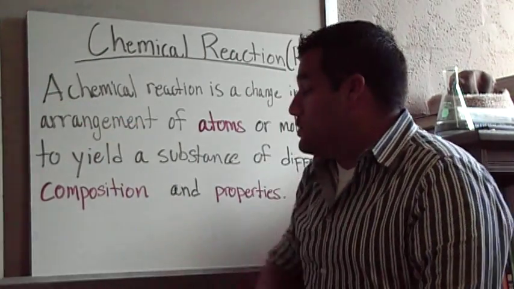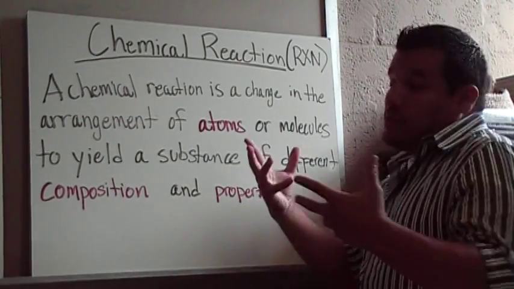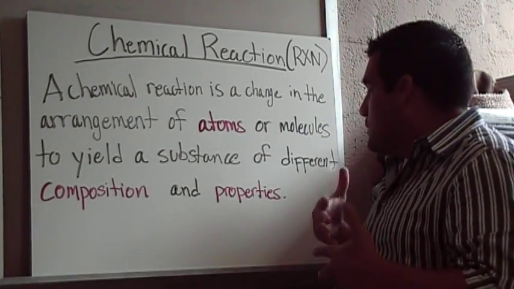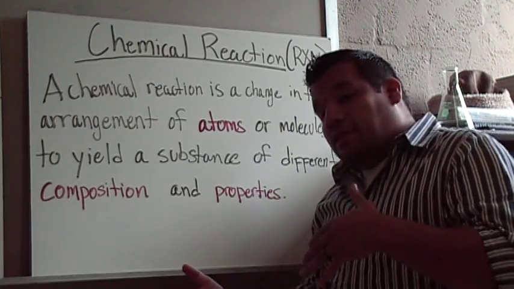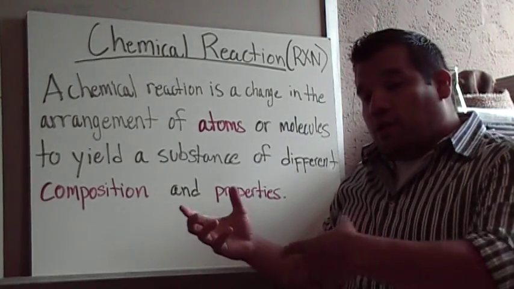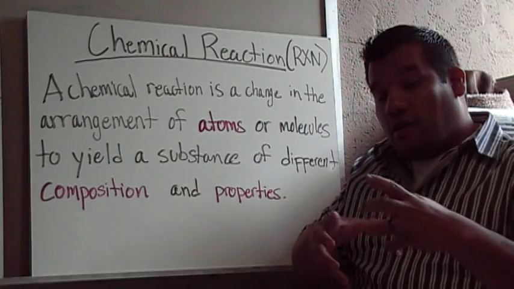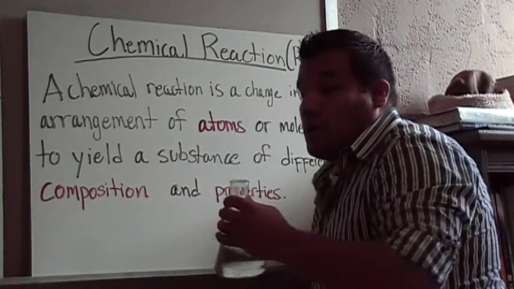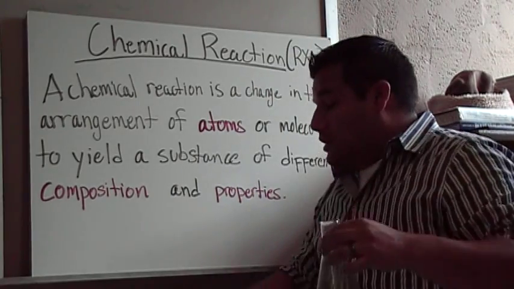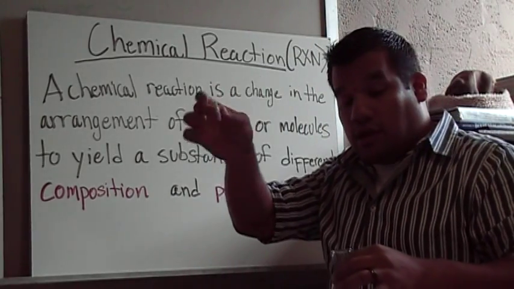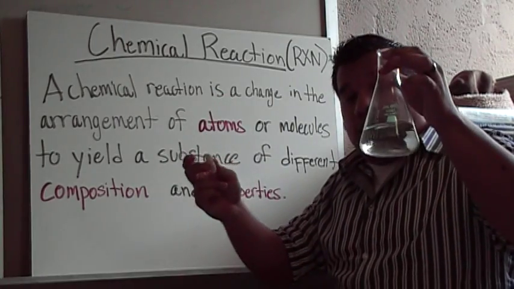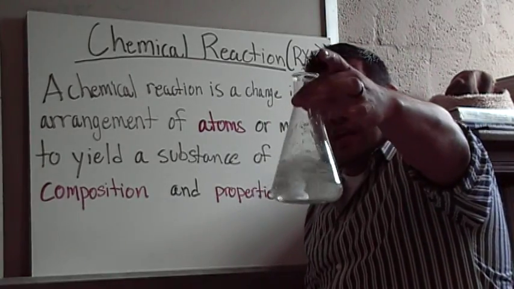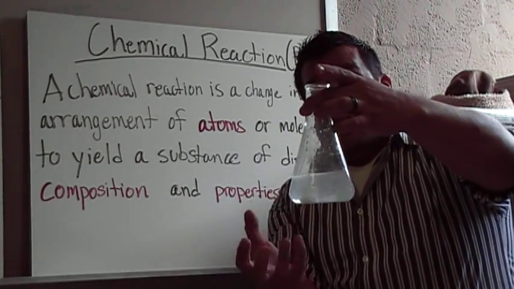Okay, so a quick definition of a chemical reaction. A chemical reaction is a change in the arrangement of atoms or molecules to yield a substance of different composition and properties. Basically, when you mix certain things together, an interaction happens where you get a new thing. For example, we have water, which is a liquid. We have these tablets, which are solids. Each of these is its own compound. We put them together, and an interaction happens that causes this gas to be created.